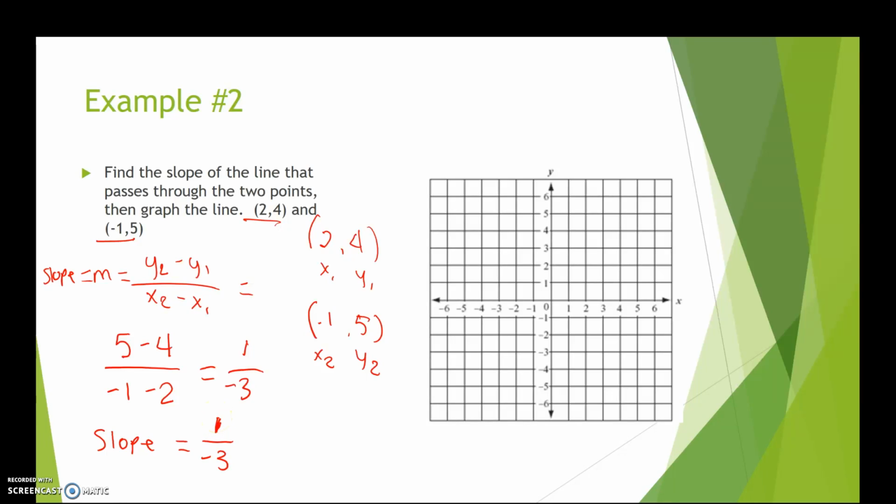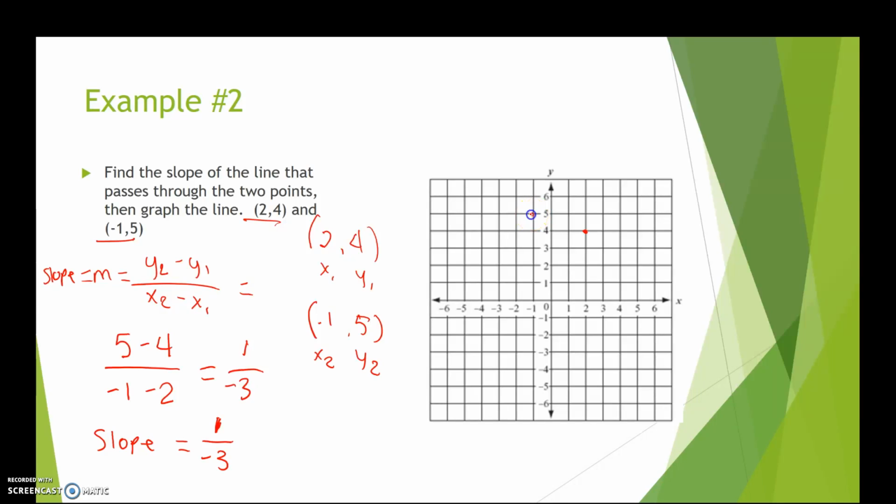So pick one of these 2 points, it doesn't matter. I'll pick 2, 4. So starting at the origin, I go to the right 2 and I go up 4. I put my first point. Then based on the slope, I am going to rise 1. So I go up 1 point and run negative 3 places.